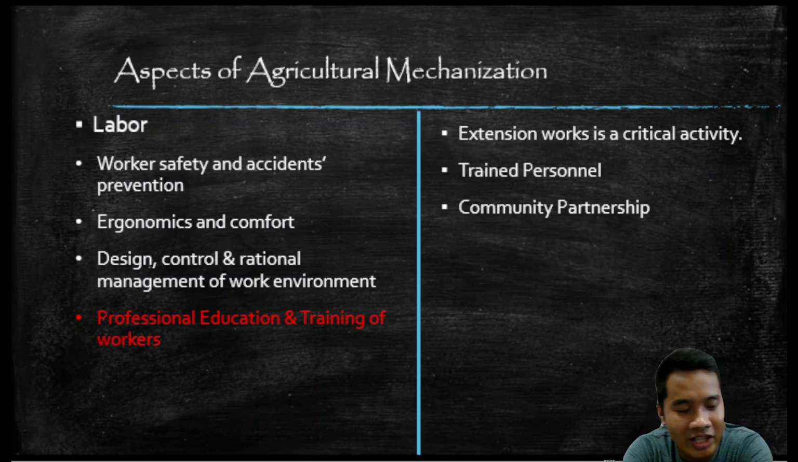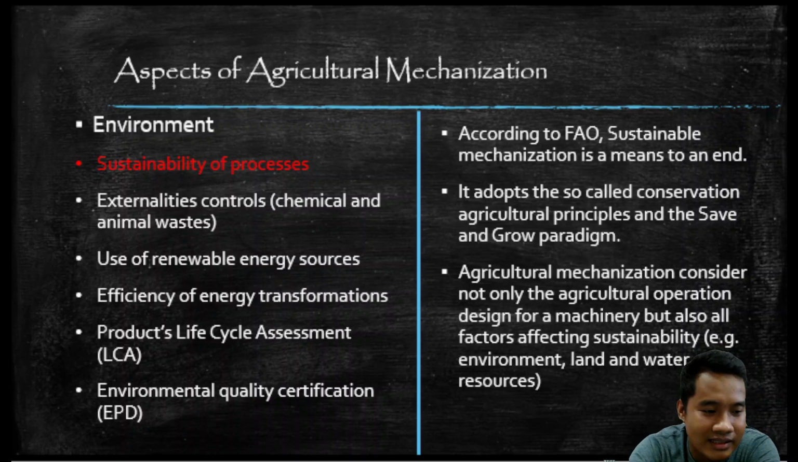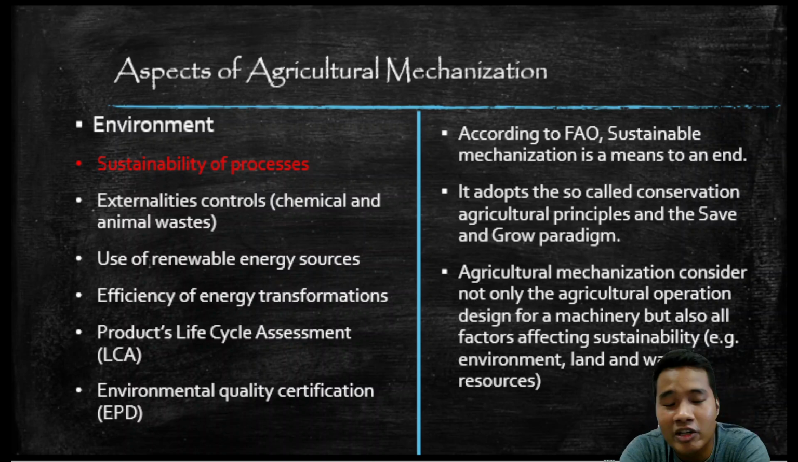That's the essence of education and training. So for the last aspect of agricultural mechanization that I have shown you this time, now sustainable is environment. Sustainability of processes is very important. Now, according to FAO, sustainable mechanization is a means to an end.